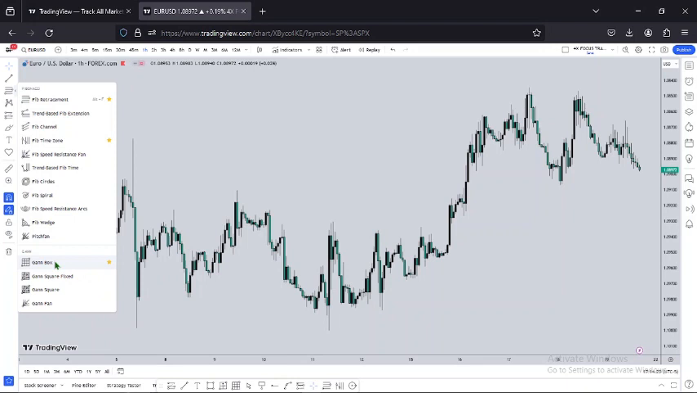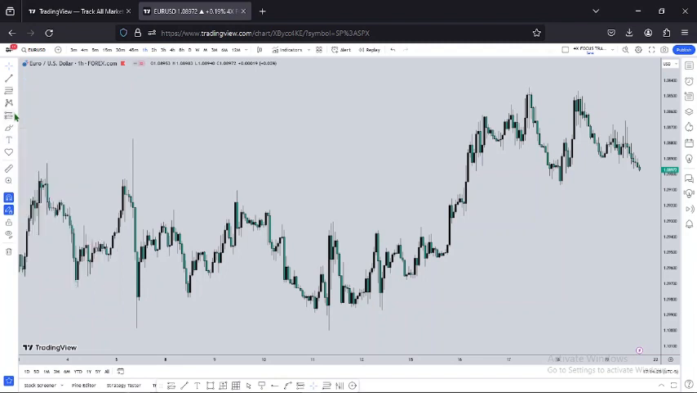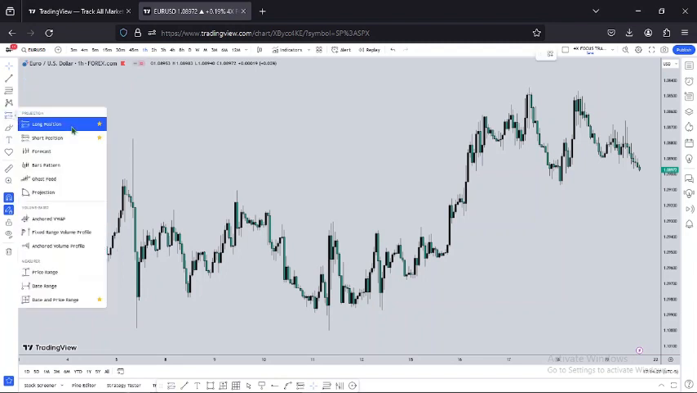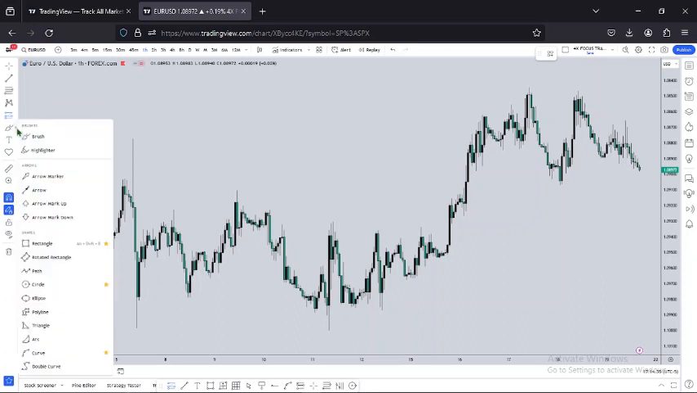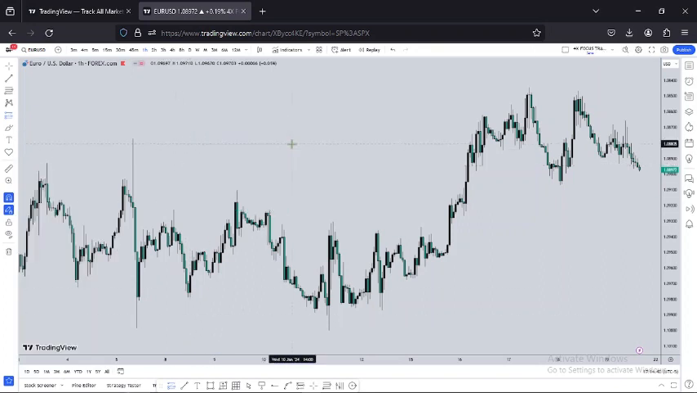But I like to put these things on my chart so that I will have something to always work with. Now over here I favorite my long position and my short position, because I use them all the time. Then I also favorite my date and time and price range, and I favorite my rectangle, my circle, and my curve. So those are my favorite tools when I'm trading, and you can see them over here. This is it.